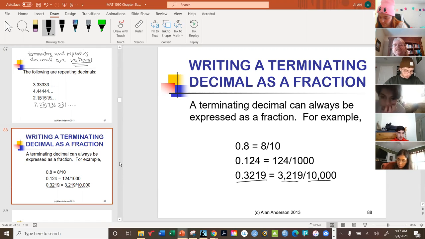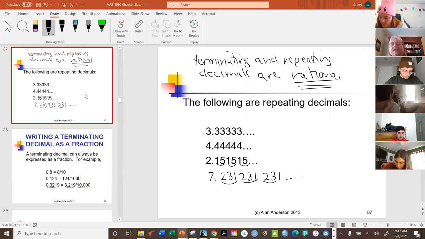The repeating decimals are a different story altogether. It's not all that easy to convert these into a ratio. There's a special technique I'm about to show you, which makes it easier. And I think you'll find it very interesting. Okay.